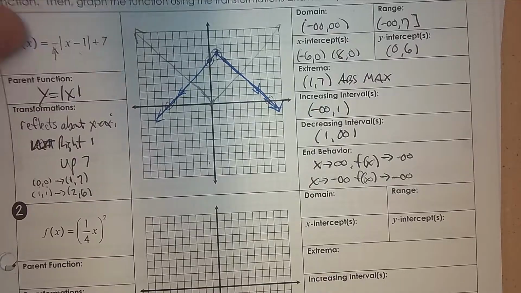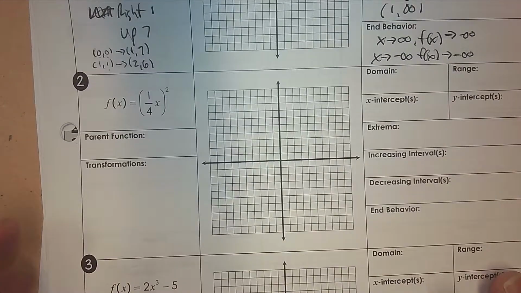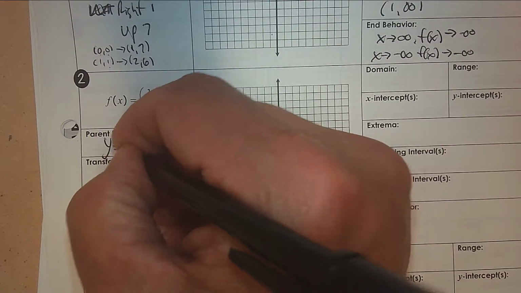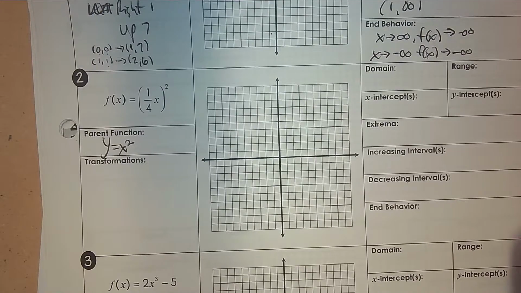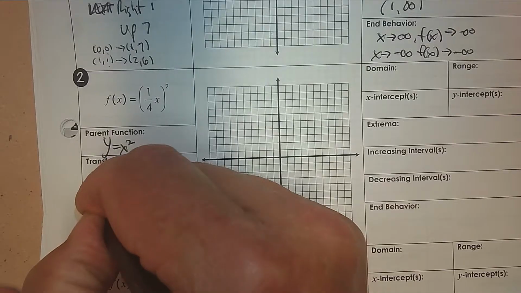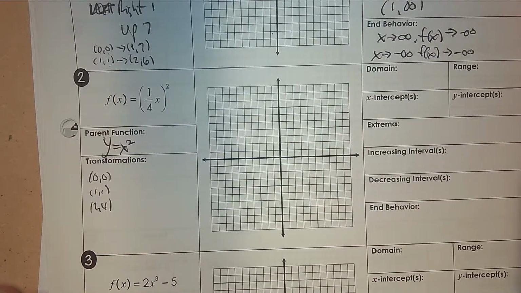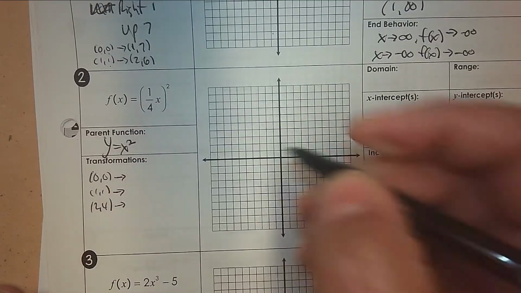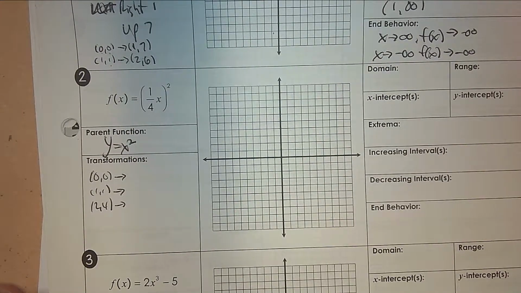All right, let's look here. 2. So the parent function here is y equals x squared. I am actually going to write down the parent points, 0, 0, 1, 1, and 2, 4. Very basic. What are the transformations here? So I'll say them out loud, but I'm going to transform the points and then put it on a graph. I think that's going to be a lot better than what I just did.